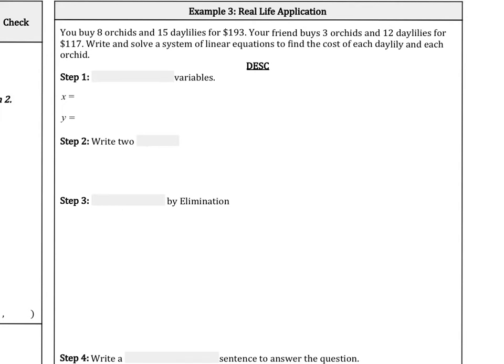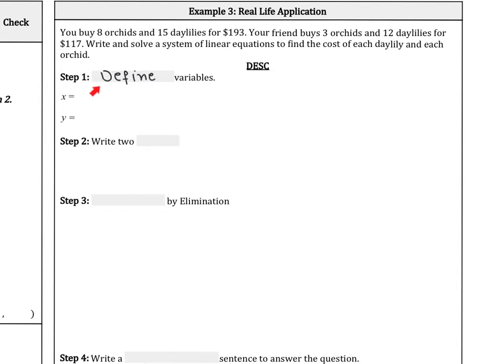Chapter 4.3, Day 2, Example number 3, Real Life Applications. You buy 8 orchids and 15 daylilies for $193. Your friend buys 3 orchids and 12 daylilies for $117. Write and solve a system of linear equations to find the cost of each daylily and each orchid.